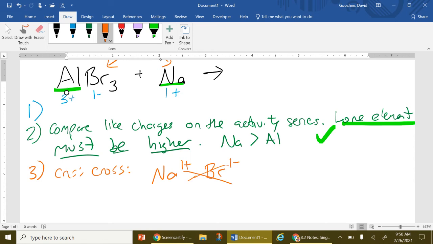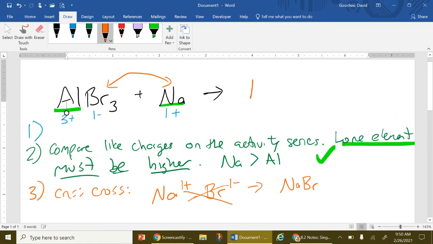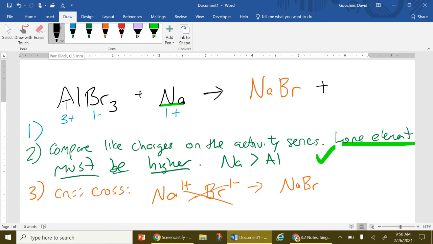Well, you don't really need to crisscross. It's a 1+ and a 1-, so you're going to get NaBr. So that's one of your products, sodium bromide. But that's not the only product, because aluminum here got the boot. Aluminum is gone. It's no longer in an ionic compound, and so we just write it by itself.